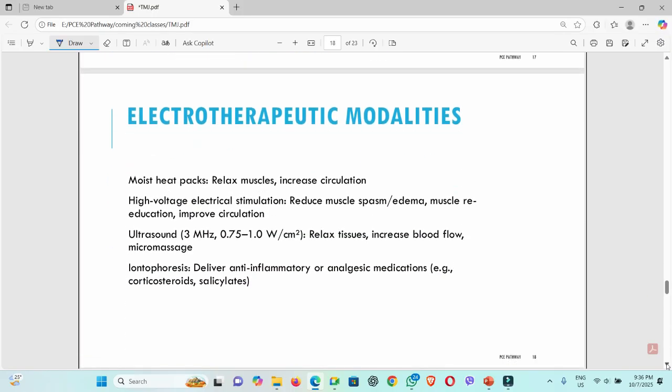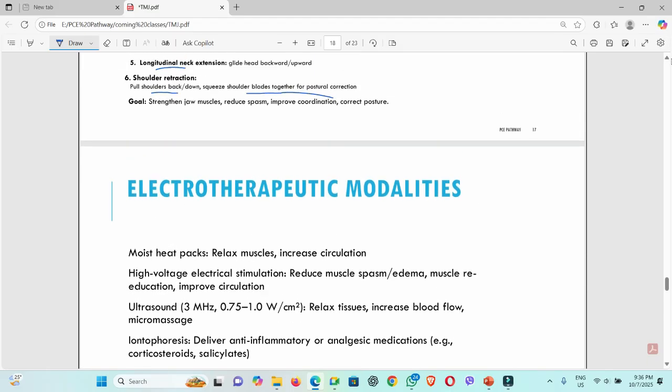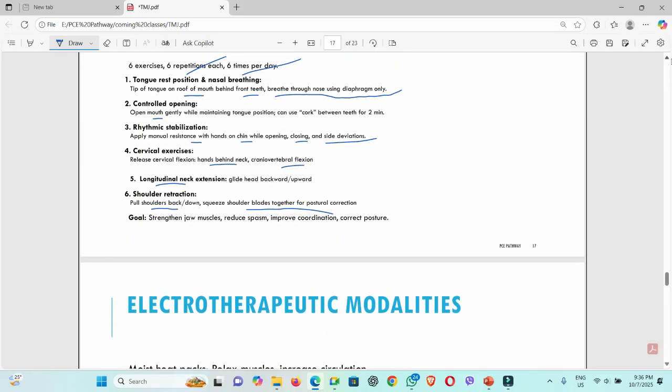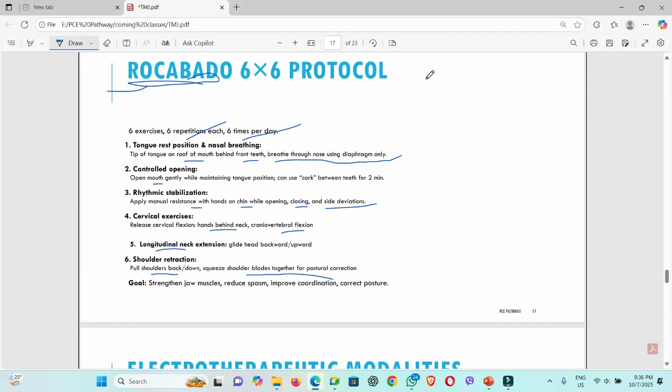Now, what are the electrotherapeutic modalities? Yes, Ishan. Sir, this position of the tongue, it has to be maintained only till step 2 or throughout the 6 steps? No, these are the different steps. These are the different exercises. This is the first, this is second, third, fourth, fifth, sixth. Different steps.